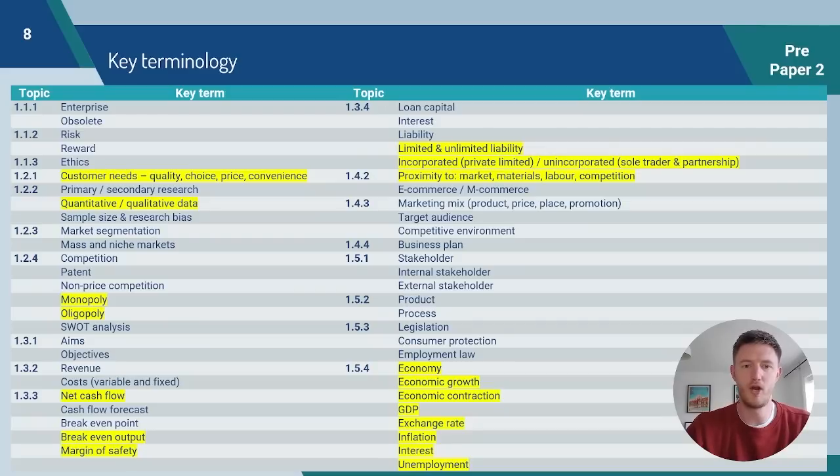I've put in monopoly and oligopoly. So, for example, a monopoly is a market where there's one dominant business with pretty much all market share, and an oligopoly is a market where there are maybe a couple of really powerful businesses that share the market between them. Net cash flow, break-even output, and margin of safety we touch on in the calculations video, so I'm not going to do those here because you can watch that video.